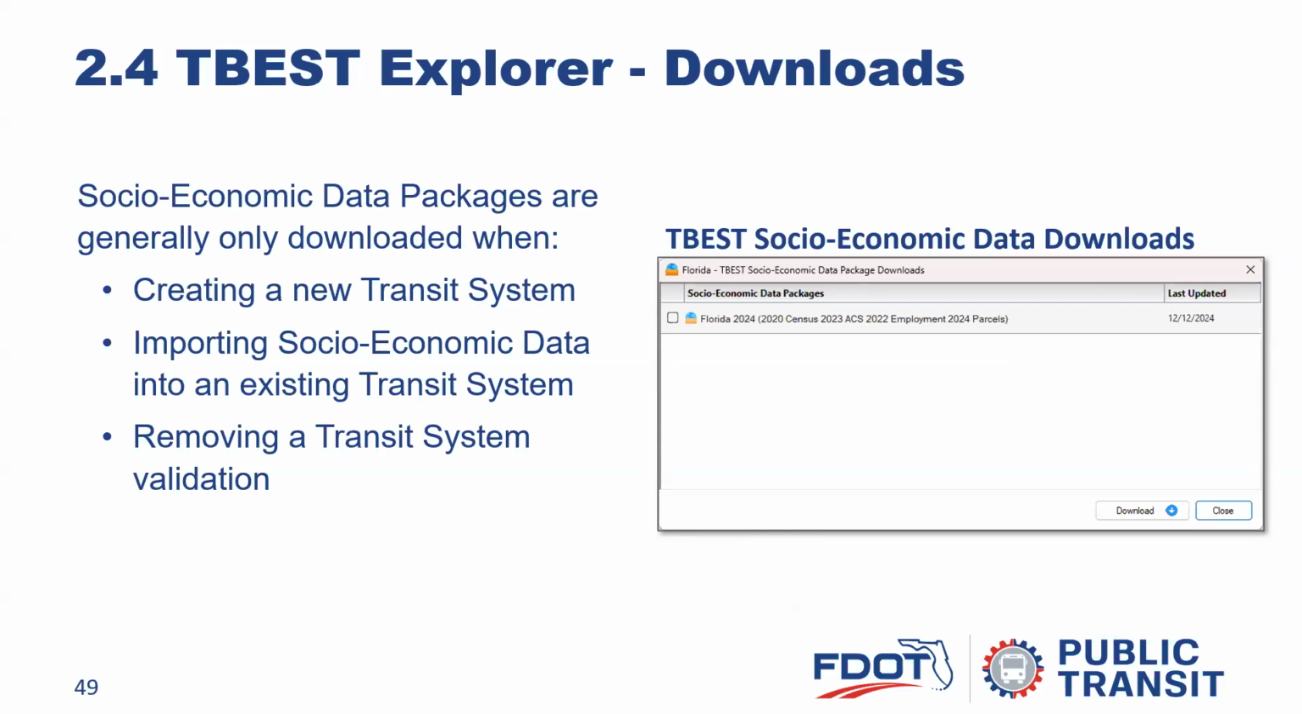So a couple other examples of when you would use it: if you're basically updating the SE data in a transit system, or if you're removing a transit system validation. So essentially, the packages are kind of like offline data sets where they're meant to be a regional data set that includes the SE data for census, ACS, employment, parcels. And then that gets pulled into transit systems, which are your kind of functional components in TBEST, where you're doing a lot of your actual work. So just kind of think of them in that way.